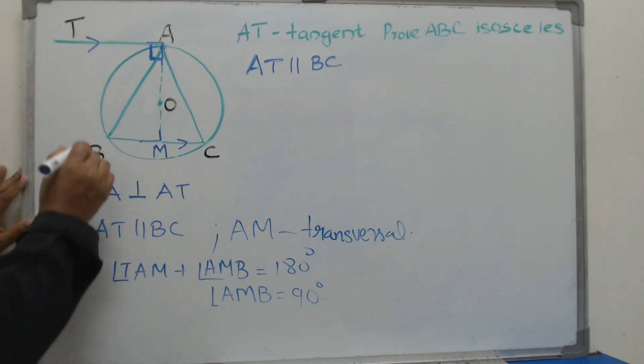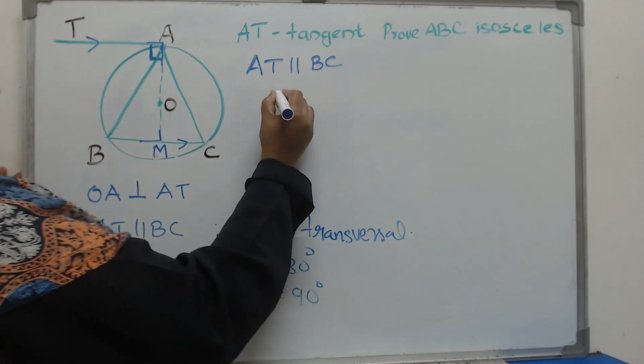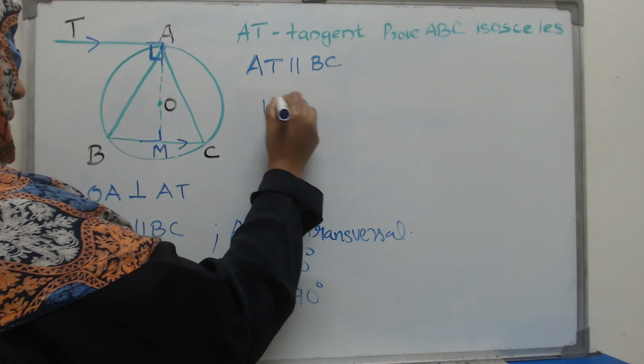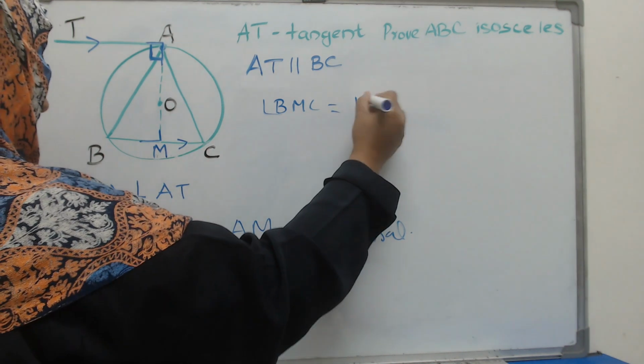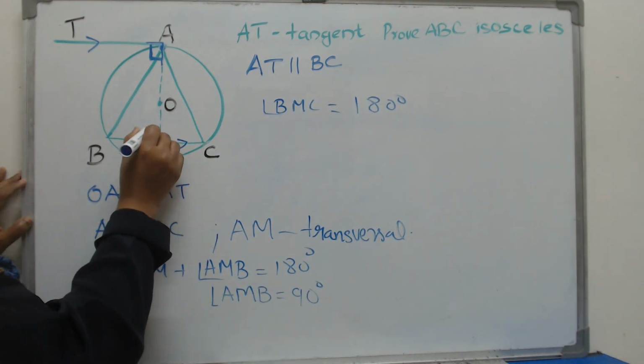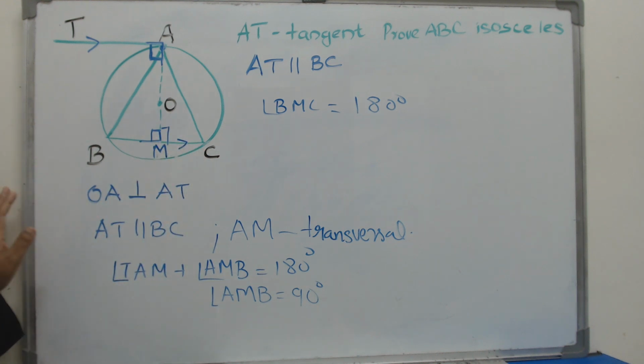But then what do you see? BC here is a straight line, which means the whole of this angle DMC will be 180 degrees. So if this is 90 degrees, this will also be 90 degrees because it is a straight line.